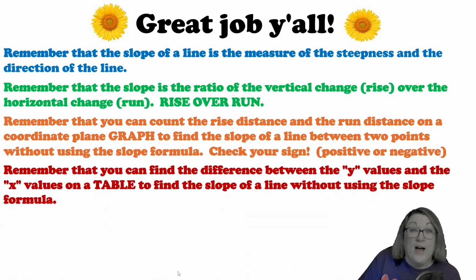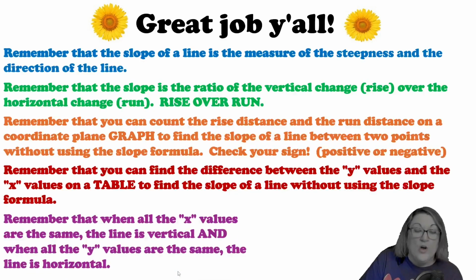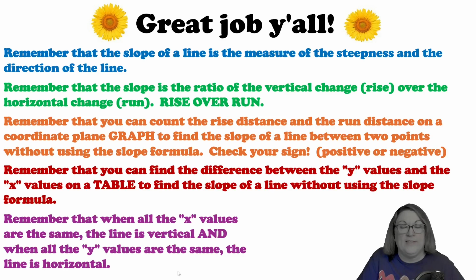Remember that you can find the difference between the y values and the x values on a table to find the slope of a line without using the slope formula. Remember that when all of the x values are the same, the line is vertical, and that means the slope is undefined. And when all the y values are the same, the line is horizontal, which means the slope is 0. So that concludes how to find slope with graphs and tables.